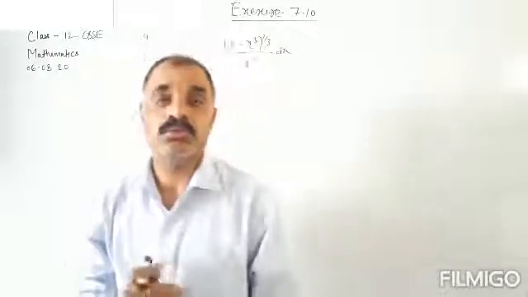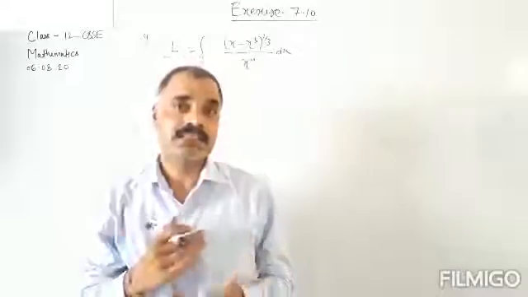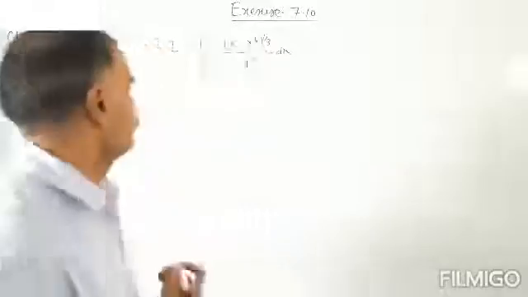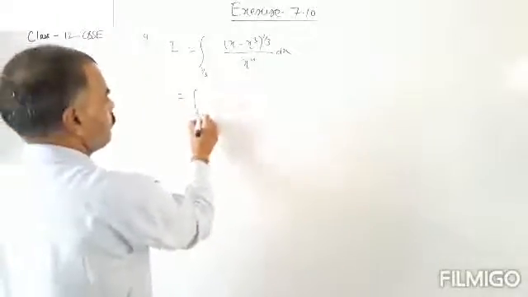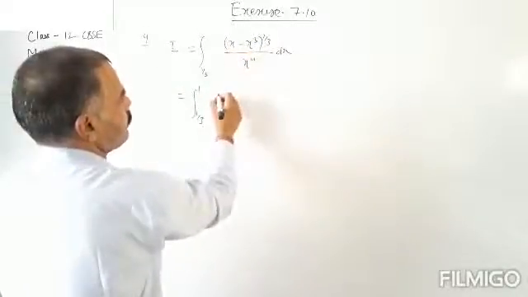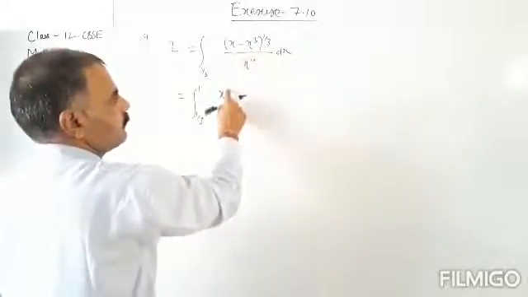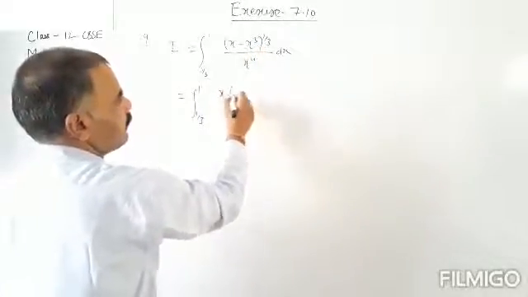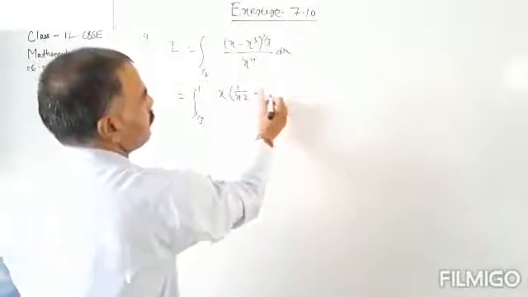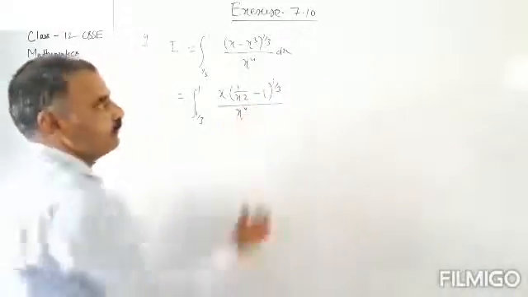So what you have to do? Such types of questions we have already done in previous exercises in indefinite integration. So this is equal to the integral from 1 by 3 to 1, taking x to the power 3 outside the bracket. So x to the power 3, and the cube root of x to the power 3 is x. So x is outside the bracket and this is (1 upon x square minus 1) to the power 1 by 3 divided by x to the power 4 dx.